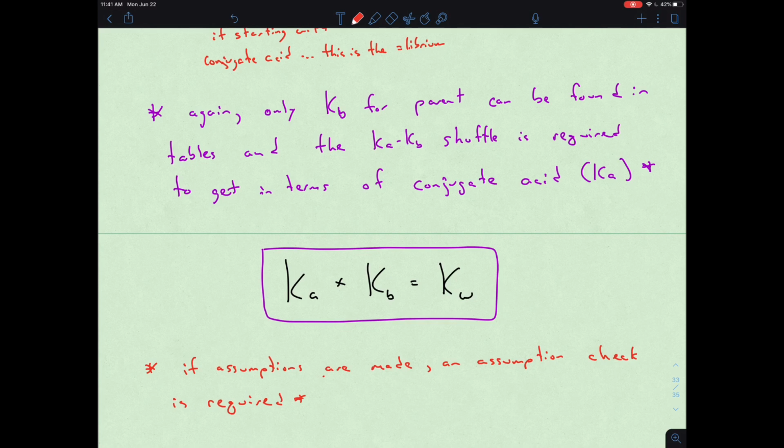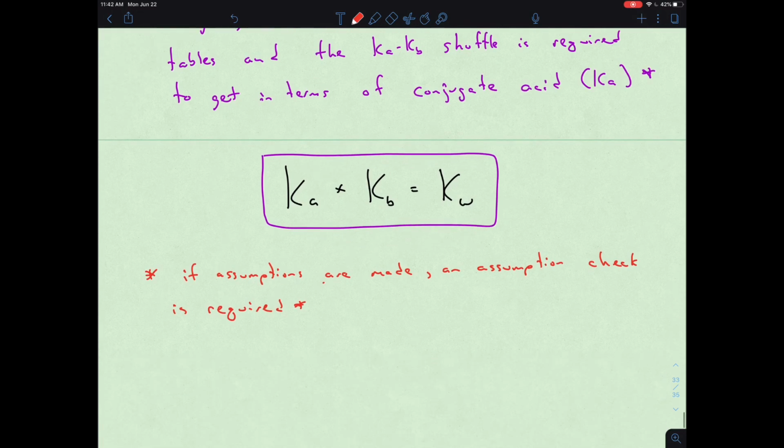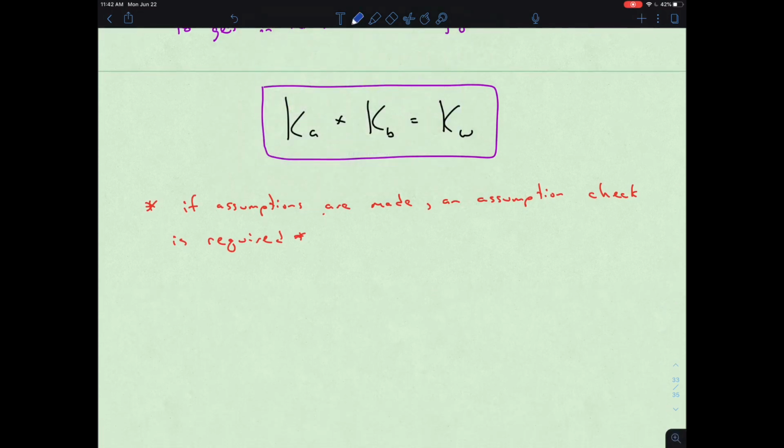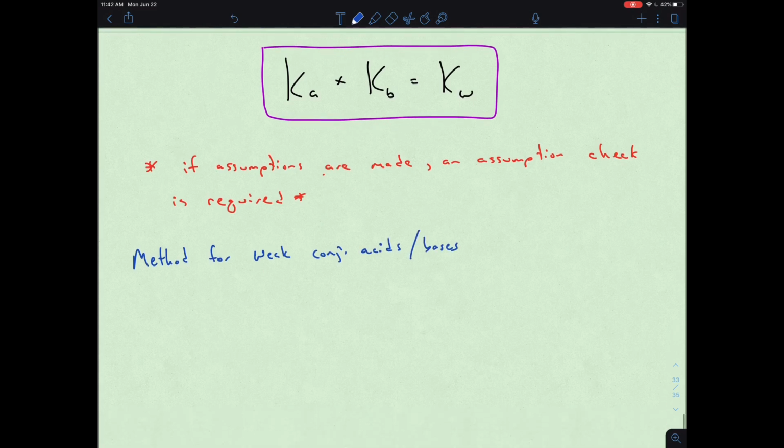So that's the methodology behind the process. It's really going to be exactly the same as what we've been doing in the past, but we just need to add really just another step. Meaning that if we look at our method for weak conjugate acids or bases, we have really a general method.